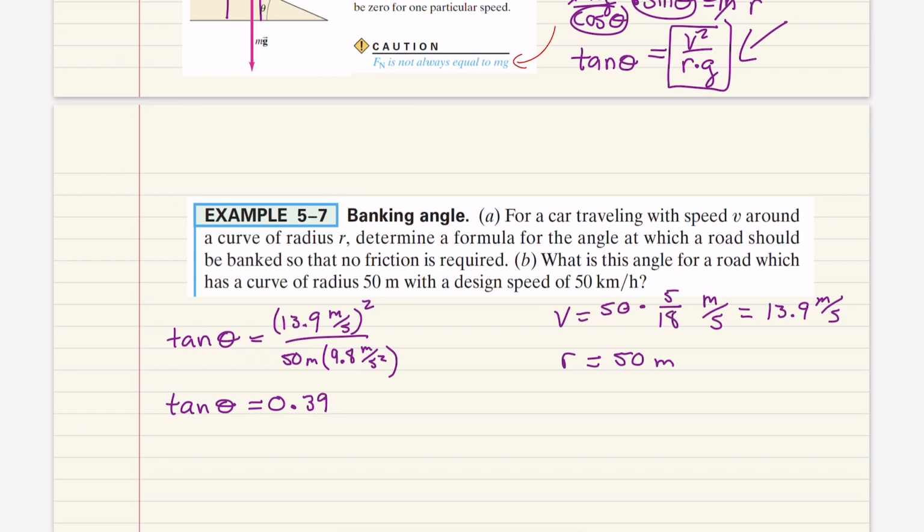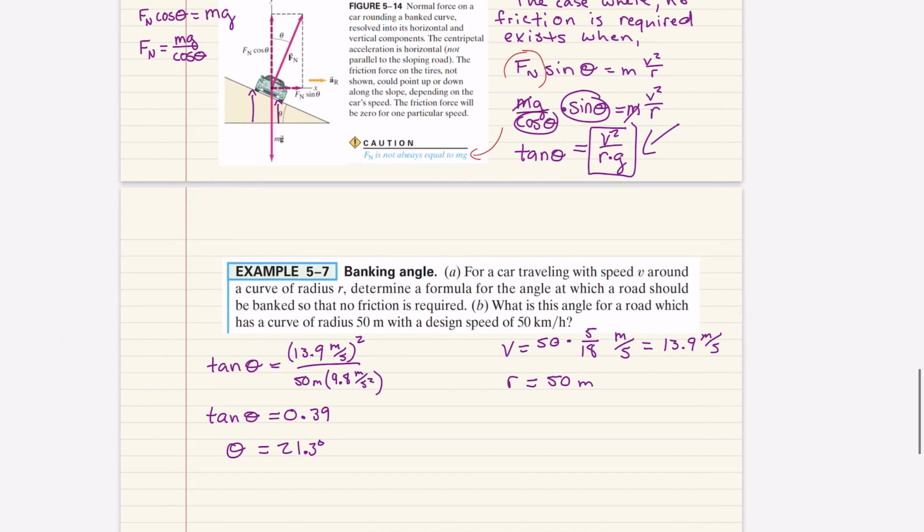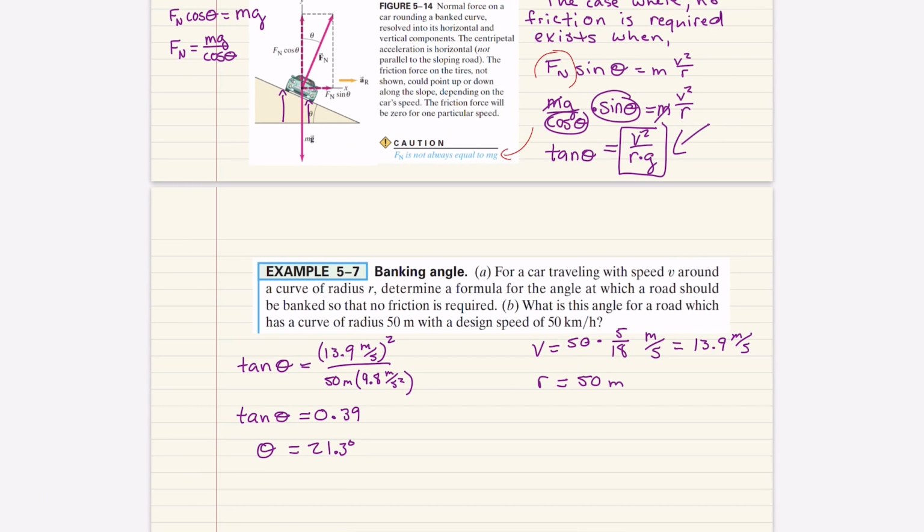Okay, so I can say now that theta is equal to 21.3 degrees. And just to be very clear, that's exactly what we'd need up here on the top of the page, guys. That's exactly what we need this bank angle to be in order to not have to rely on the friction between the tires and the road in order to keep the car in uniform circular motion.